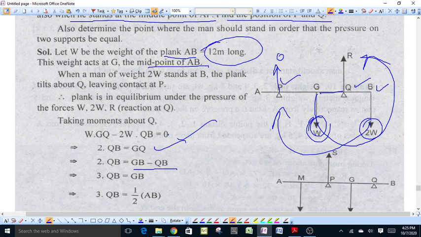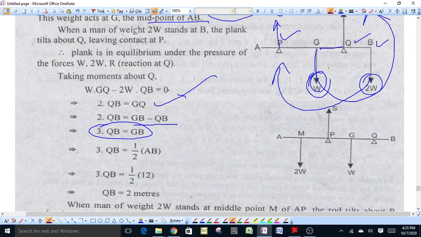GQ can be written as GB minus QB, therefore 3 QB comes out to be GB, and 3 QB is equal to GB. G is the midpoint of AB, therefore 3 QB is equal to half of AB, but AB is equal to 12 meters, therefore QB comes out to be 2 meters.